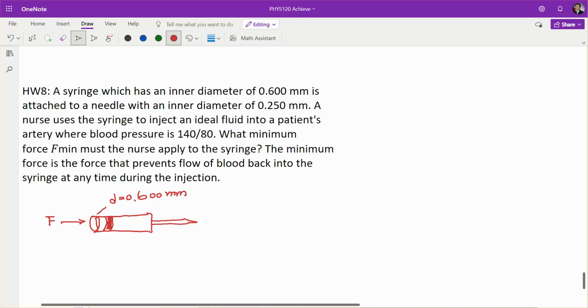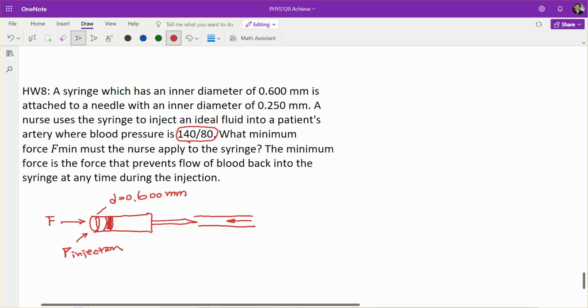You will see a piston inside of the syringe. When you apply a force to the syringe, you are going to give a pressure. And you are injecting this into a patient's artery. Now let's say this is an artery. The artery has blood flowing, and it's going to be against the needle, and how much the blood pressure is will be based on these two numbers.